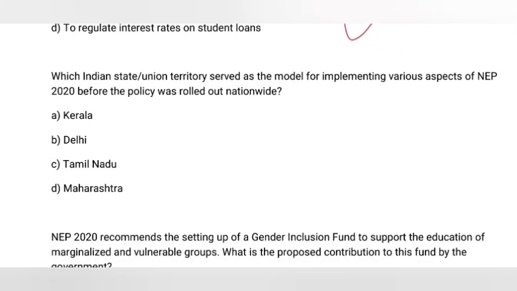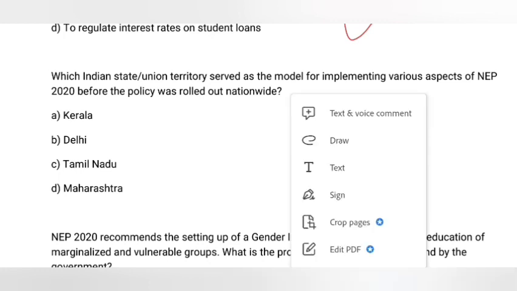Next, which Indian state or union territory served as the model for implementing various aspects of NEP 2020 before the policy was rolled out nationwide? It will be number B, that means Delhi.